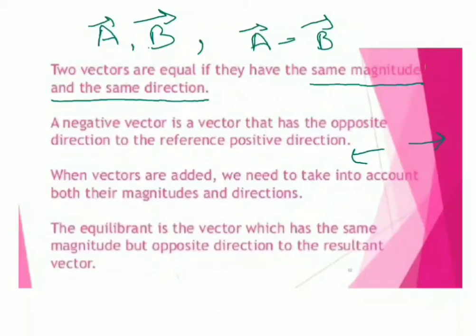Let's try to understand the fourth point. The equilibriant is the vector which has the same magnitude but opposite direction to the resultant vector. We can understand this by again taking two vectors A and B, where the magnitude is the same but the direction is opposite. So we can write vector A is equal to negative of vector B. This negative sign is for direction purposes, not for magnitude purposes. I hope these four properties are clear to all of you.